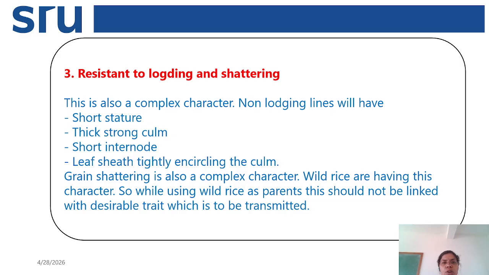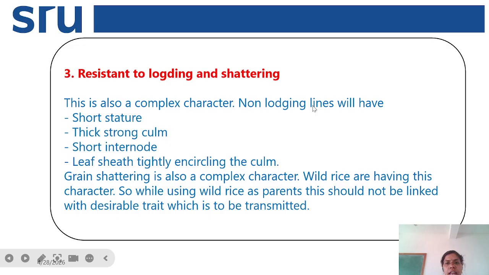Next is resistant to lodging and shattering. Same as brown wheel, here the lodging and shattering also are complex characters. They are also governed by the polygenes. Polygenes are characters governed by many genes, which are having more influence of the environment. So those are nothing but polygenes. Because of that, lodging and shattering is a complex character.